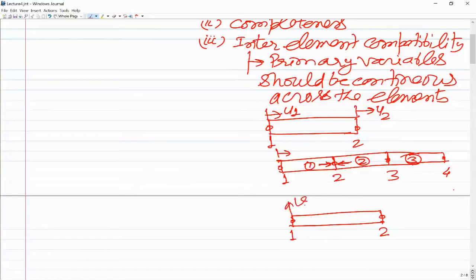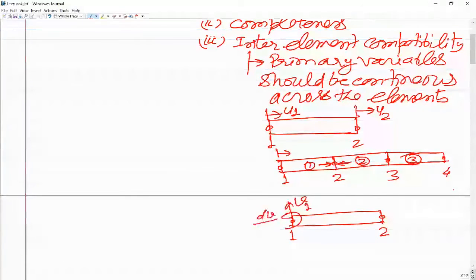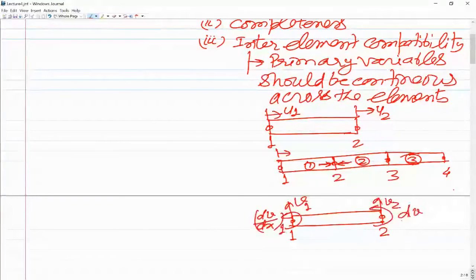So we should have the Euler-Bernoulli beam element, which is governed by a fourth order differential equation, with the value of deflection v1 and slope dv by dx at node 1, and v2 and dv by dx at node 2. So these should be continuous. That is what I had talked about, this inter-element compatibility. So is this clear?